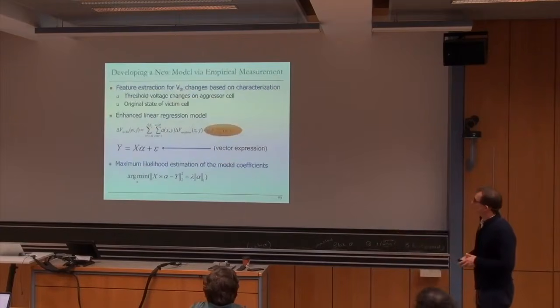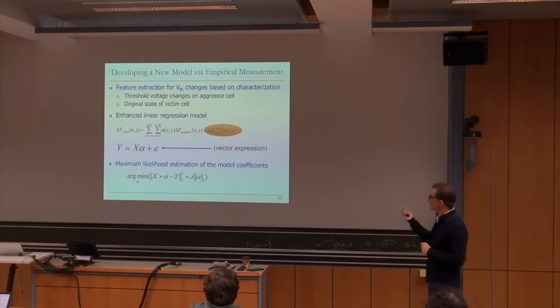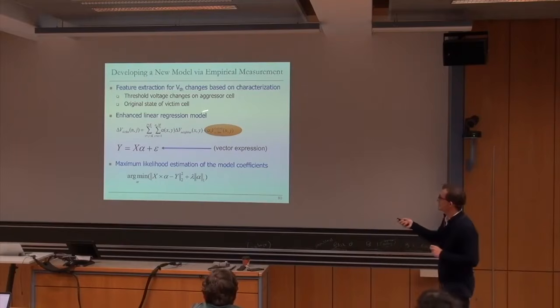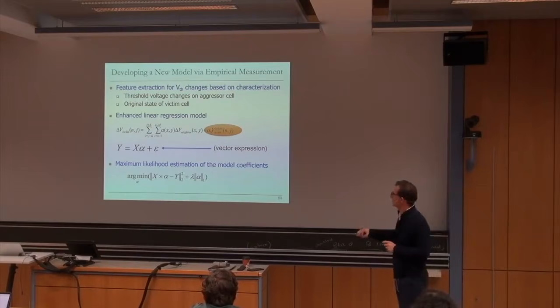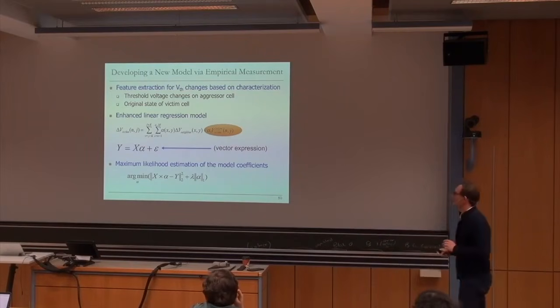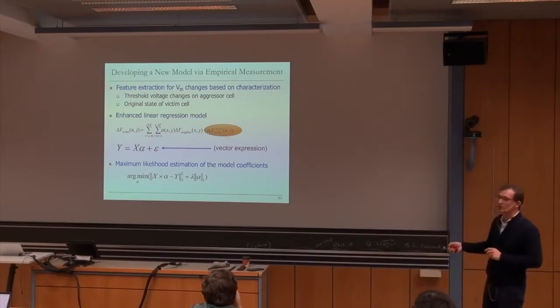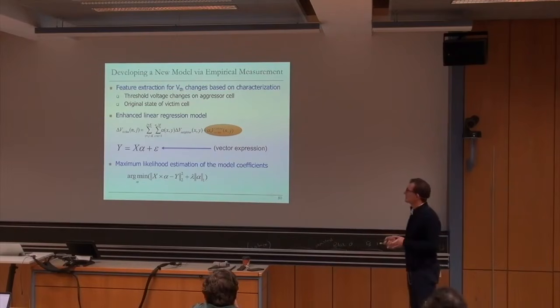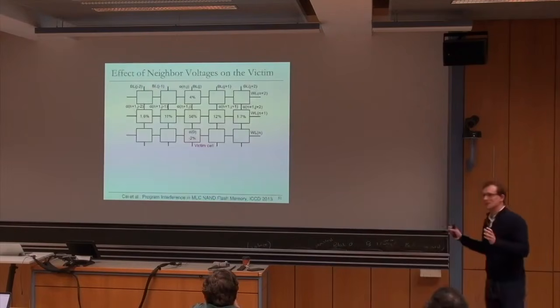So what we do is we do feature extraction for threshold voltage changes based on characterization. That's the threshold voltage changes on the aggressor cells and the original state of the victim cell. And we have a linear regression model, and you can read the paper for more details. And basically, we use maximum likelihood estimation of the model coefficients to figure this out. And then you basically come up with coefficients, and then it becomes interesting.